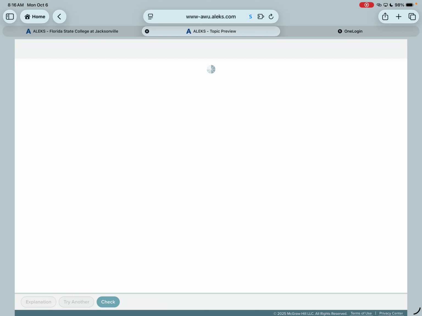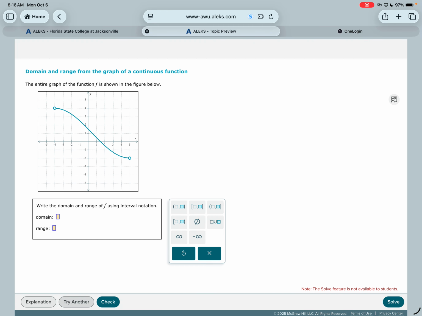I was trying to see a different shape here. Let's see if I get one. Yeah, we can do that one real quick.